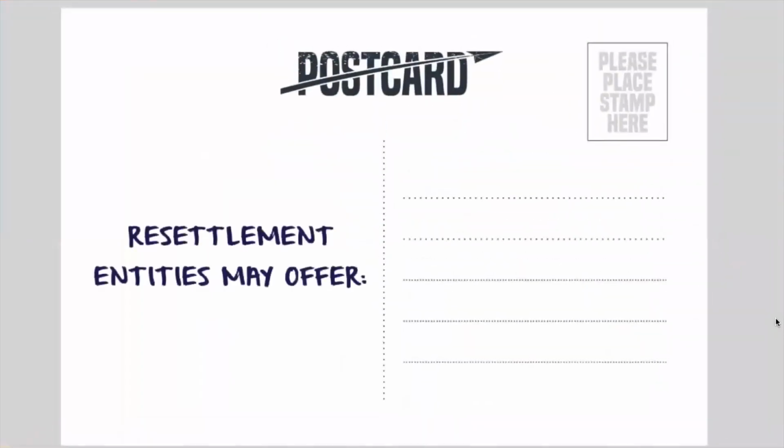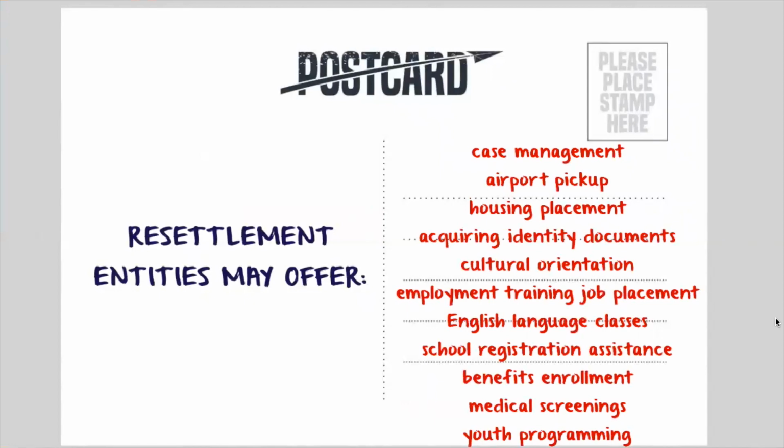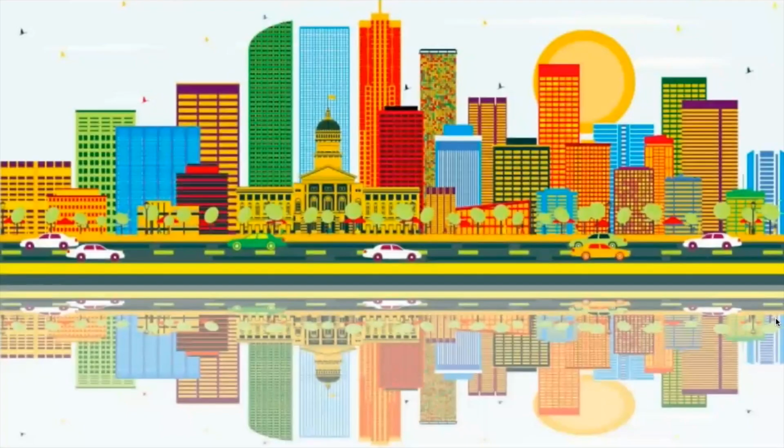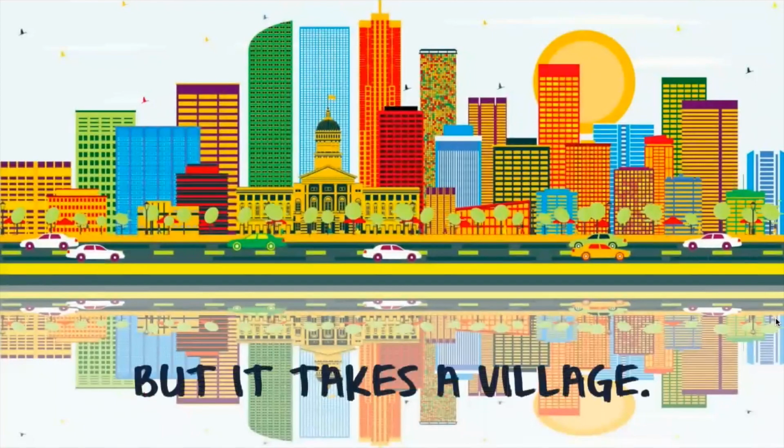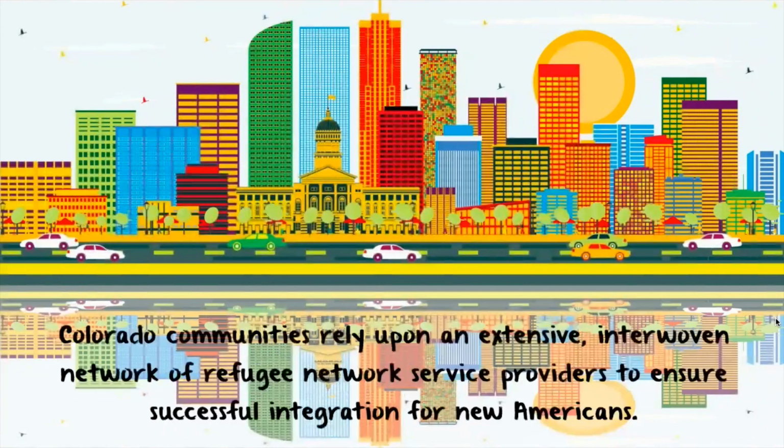Resettlement agencies, meanwhile, are also responsible for meeting certain objectives. Namely, they must greet the new families, secure initial housing, and aid with successful integration. Because integration is multifaceted, each organization's programming may differ slightly, so that it can be tailored to the unique populations it serves. You can see here some of the ways that resettlement organizations support new arrivals. But of course, it takes a village. Colorado communities rely upon an extensive, interwoven network of refugee service providers to ensure successful integration for new Americans.